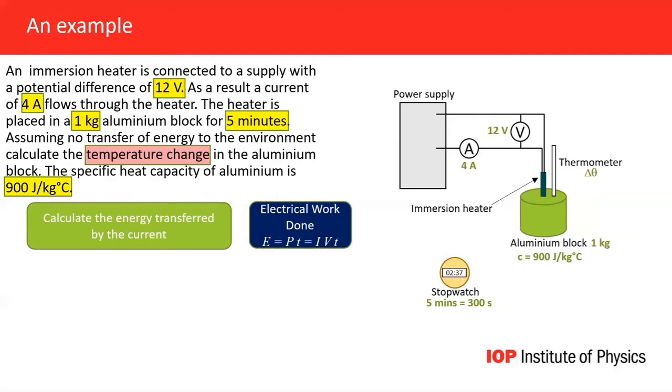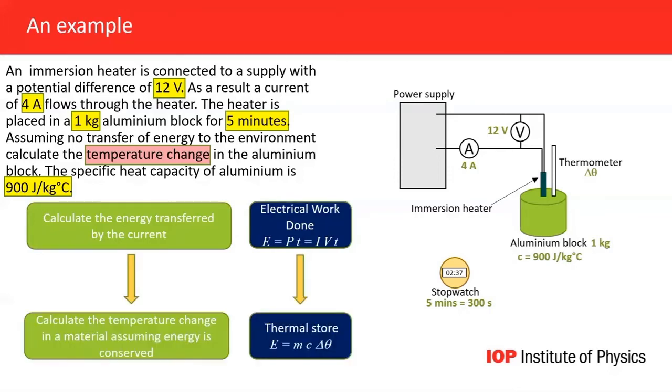And assuming that no energy is being transferred to the environment, that it's only being transferred to the aluminium block, conservation of energy allows us to assume then that all of that energy is transferred to the aluminium block, and we're able to calculate the temperature change using one of the other equations, in this case E equals mc delta theta. So in the next video, we'll actually look at a way of solving this problem.